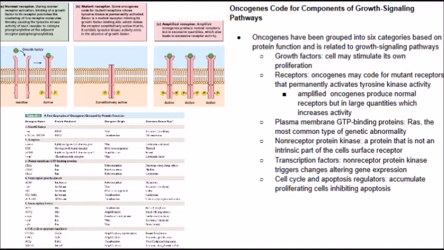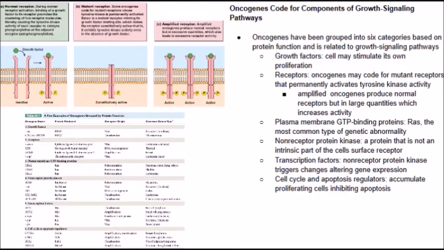Non-receptor protein kinase is a protein that is not an intrinsic part of the cell's surface receptor. Transcription factors trigger changes altering gene expression. Cell cycle and apoptosis regulators accumulate proliferating cells, inhibiting apoptosis.